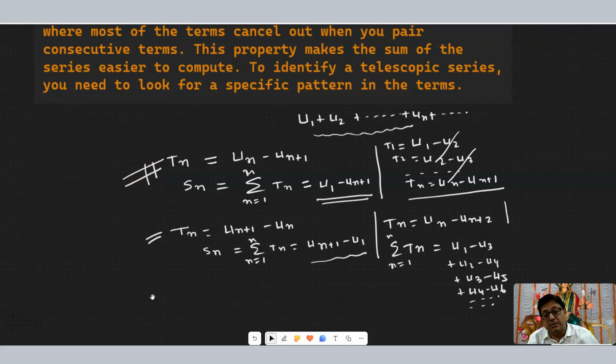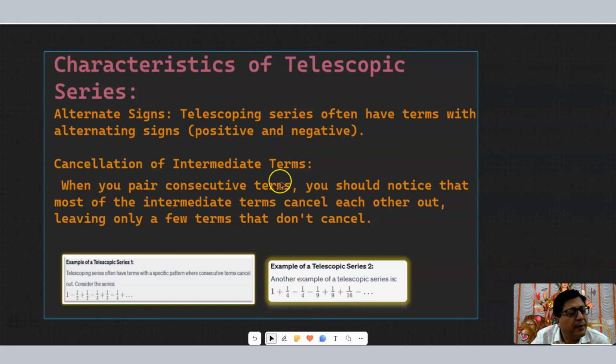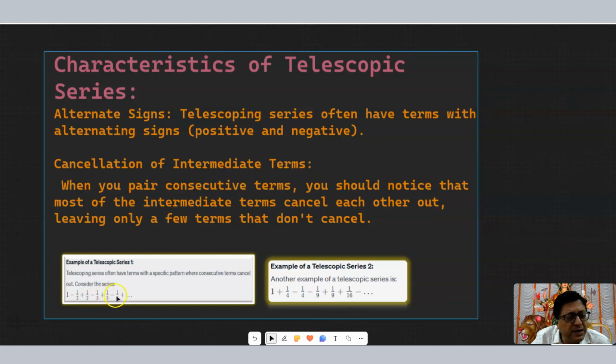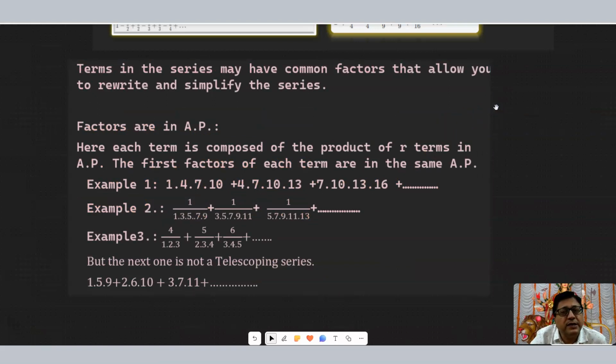But before that, I told you we'll understand whether a given series is telescoping or not. I am discussing in brief a very common observation, a characteristic of telescoping series: alternate signs, I mean plus minus. Cancellation of intermediate terms we have seen before. So here minus half, plus half, minus 1/3, plus 1/3, all these are alternate, and that's why they get cancelled. So this is a telescoping series, and this one is also a telescoping series.